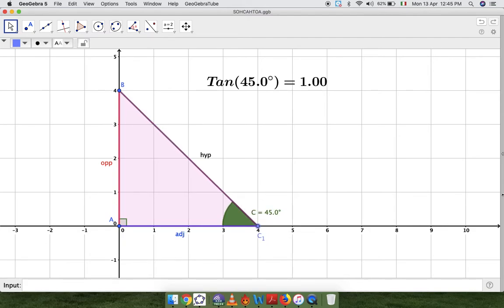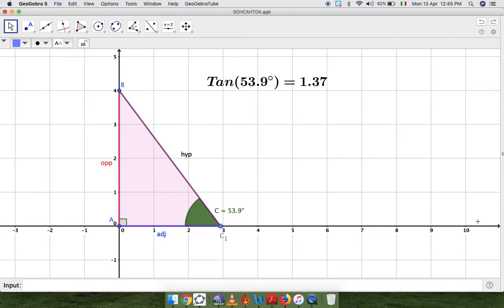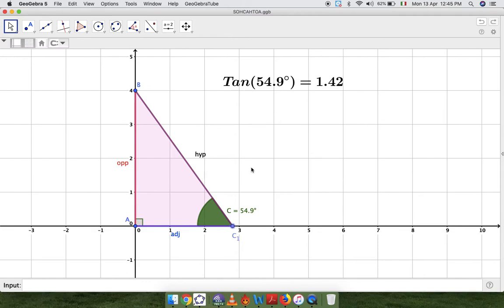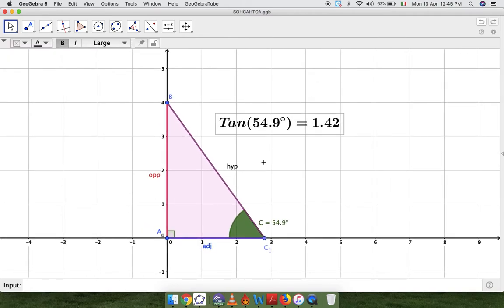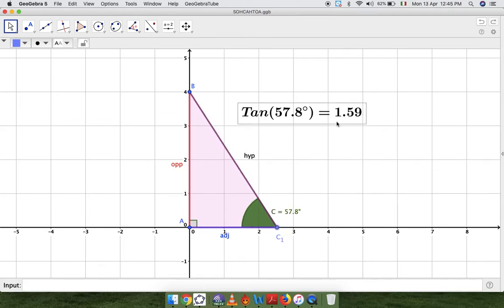There's 45 degrees. The opposite side is the same length as the adjacent side. They're both 4 in this case. And when I get closer and closer, notice the tangent of that angle is getting bigger and bigger and bigger, right? Because the opposite side is staying at 4, but the adjacent side is getting smaller. It's getting smaller until we get to what? Look at the tangent here. The tangent's 1.59, right?